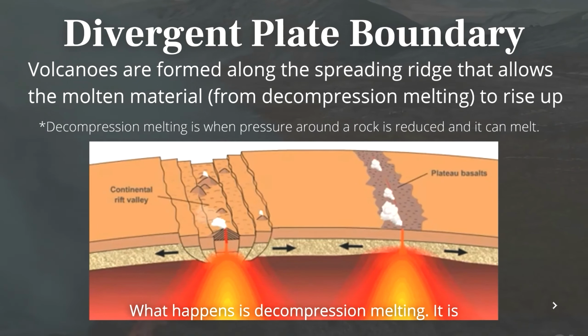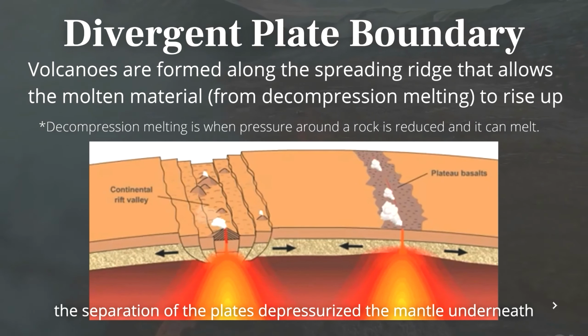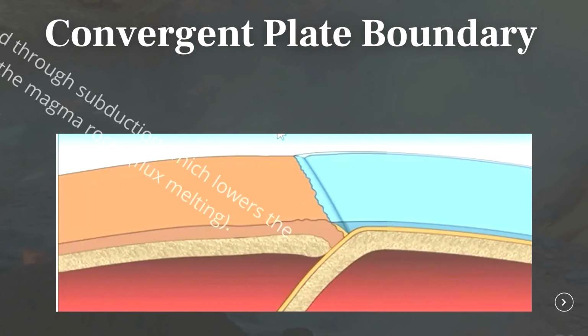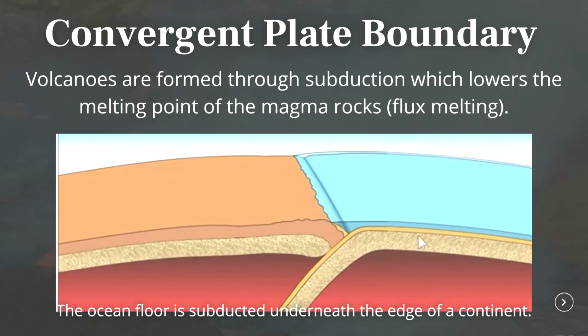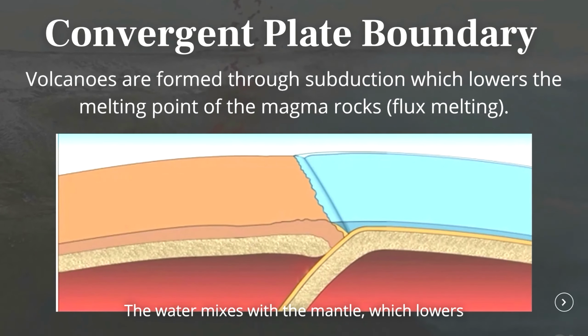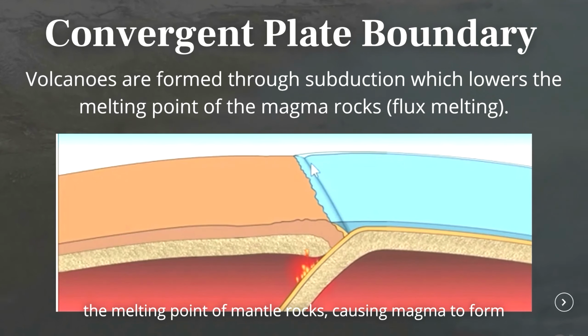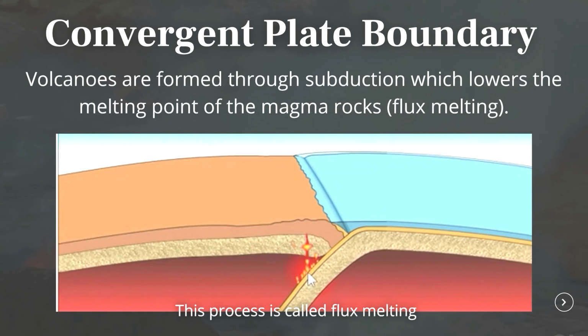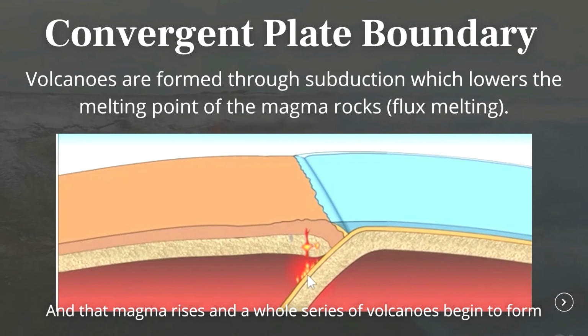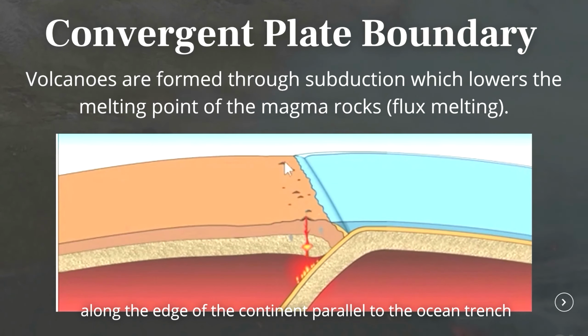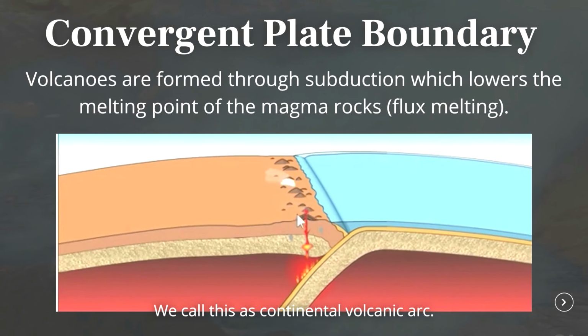What happens is decompression melting. The separation of the plates depressurized the mantle underneath. Convergent plate boundary. The ocean floor is subducted underneath the edge of a continent. The water mixes with the mantle, which lowers the melting point of mantle rocks, causing magma to form. This process is called flux melting, and that magma rises and a whole series of volcanoes begin to form along the edge of the continent parallel to the ocean trench. We call this a continental volcanic arc.